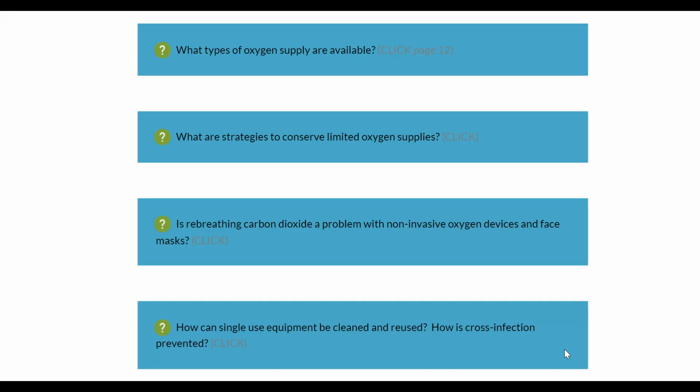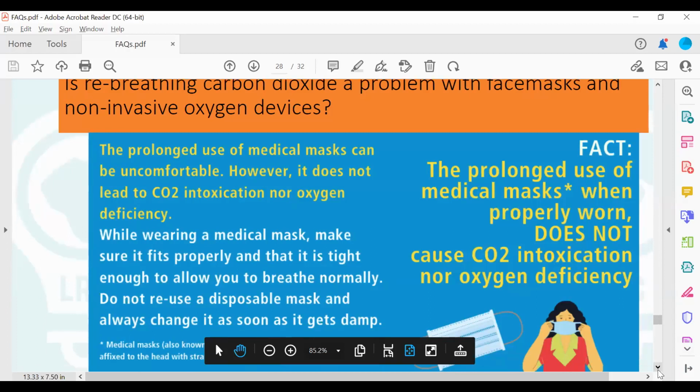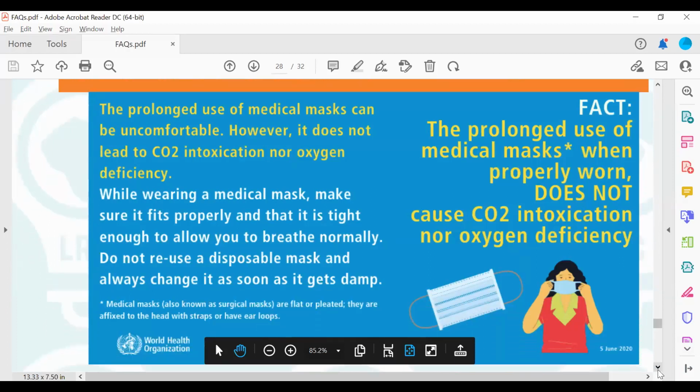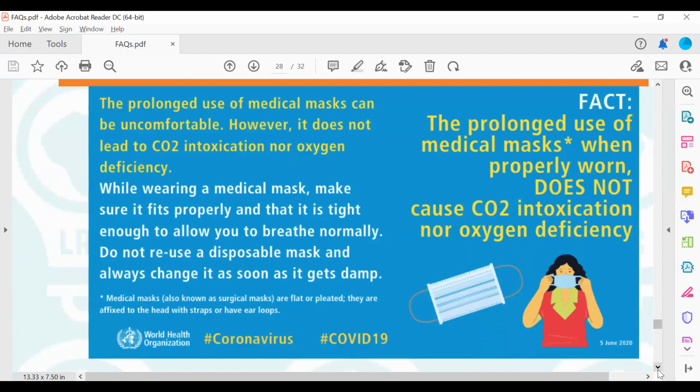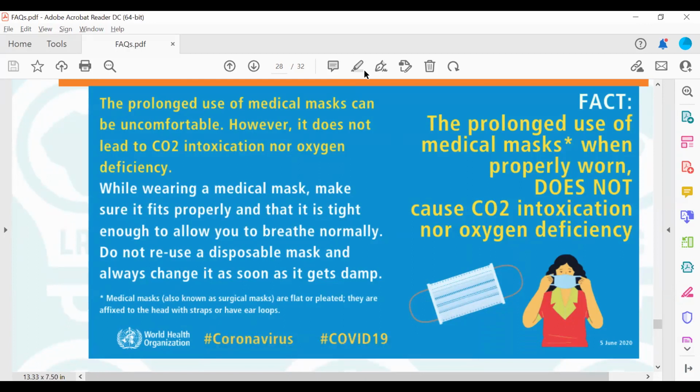But as you know, there is no evidence for that. So as long as you have a well-fitting mask, you can use it without any risk of CO2 intoxication, because CO2 particles are very small. They can easily go through the mask. They are smaller than even the viruses we are protecting against. So that's the simple answer we can give to patients, that it is safe to use a facial mask.